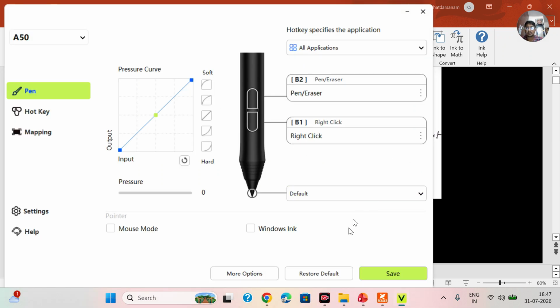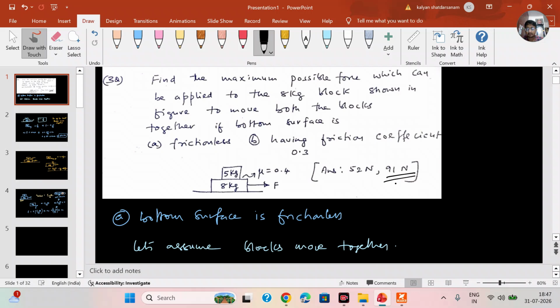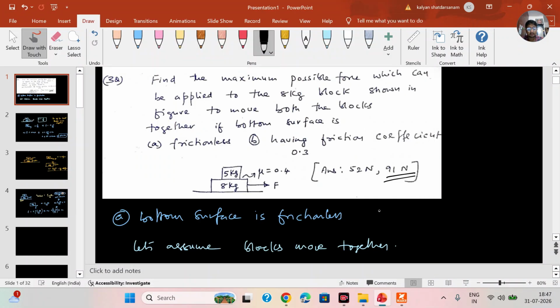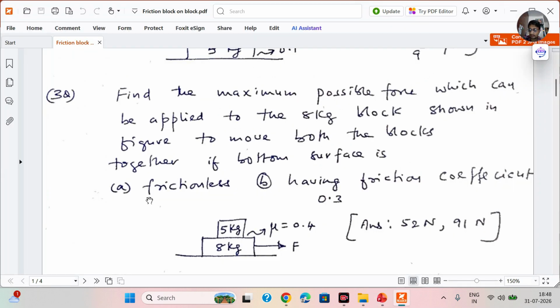So in these kind of questions, no matter, even if you don't know the force, you should assume they move together, get acceleration, get friction in terms of applied force, then use the idea that this friction, if it is static, lies between 0 and mu n. This is the whole point. So let's go ahead.